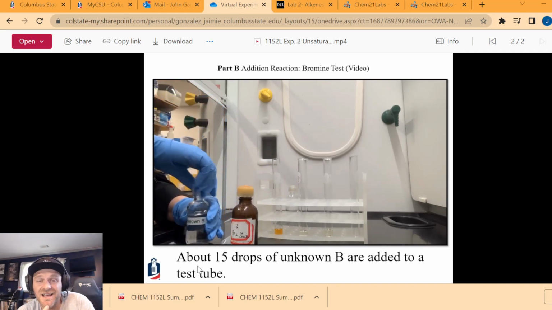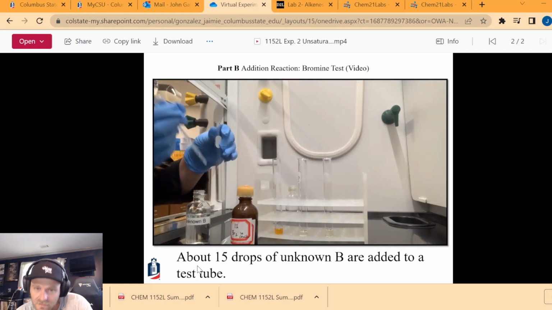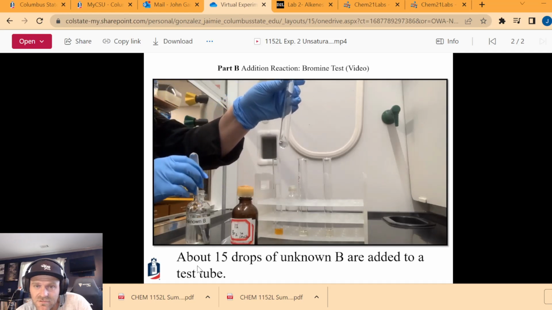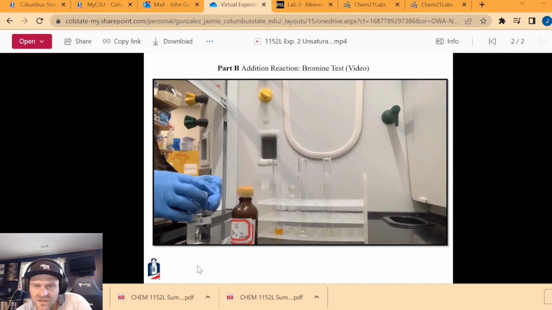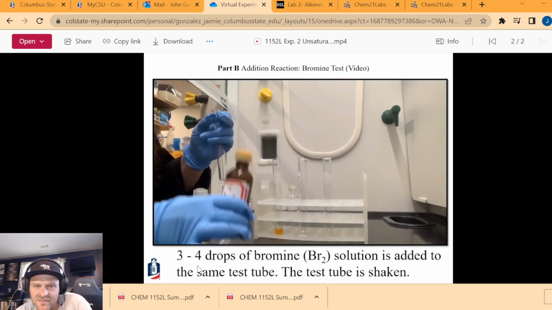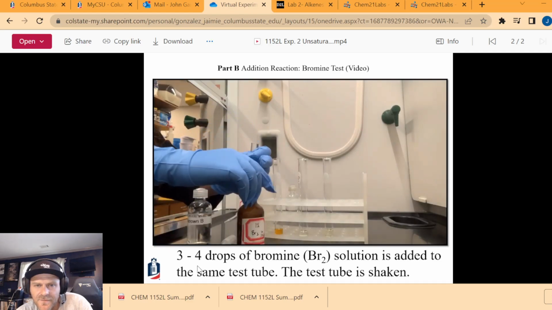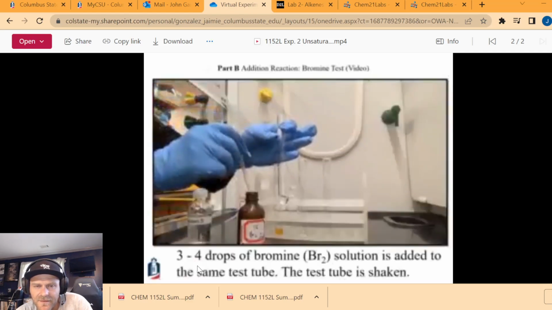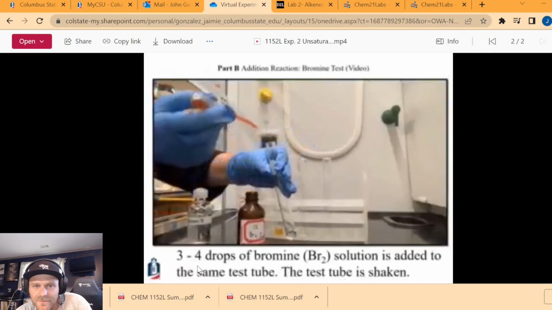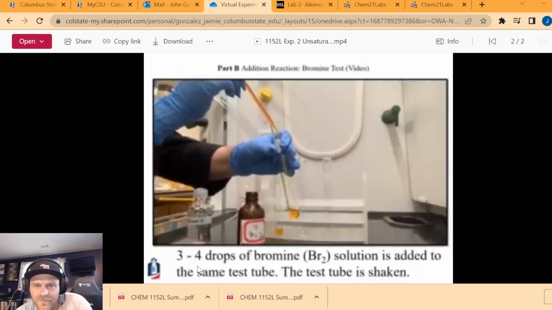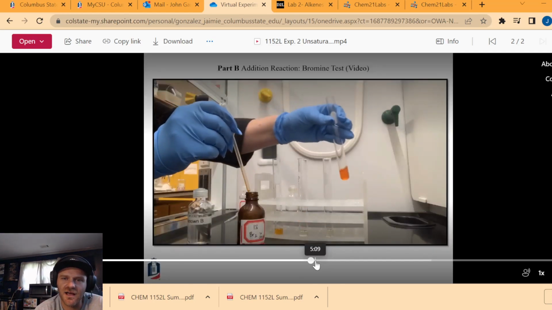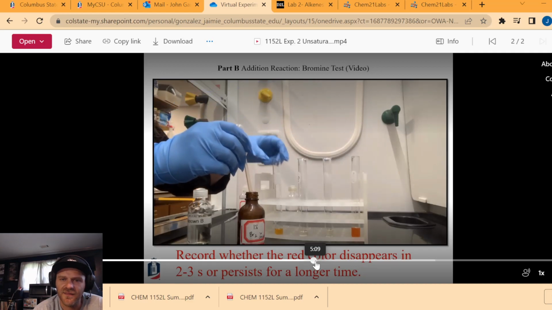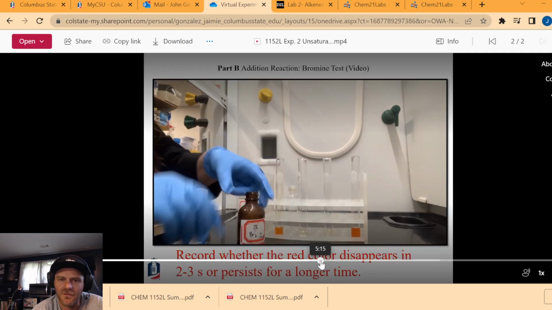Okay, so the red did not persist in unknown A. So that is more like the second test that we ran. I'm not going to say whether or not it was hexane or hexene. And now this is unknown B, and it persists, right? That red's really dark, so the bromine is not reacting with anything in that compound. All right.